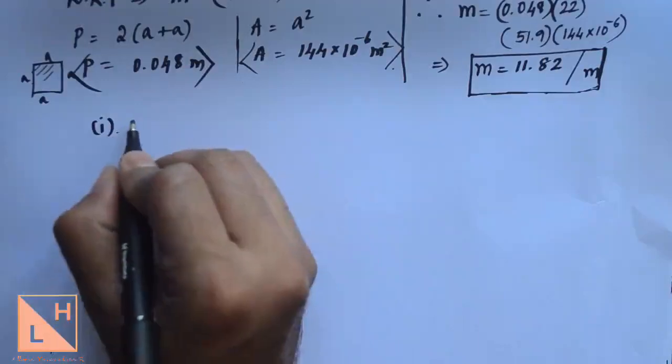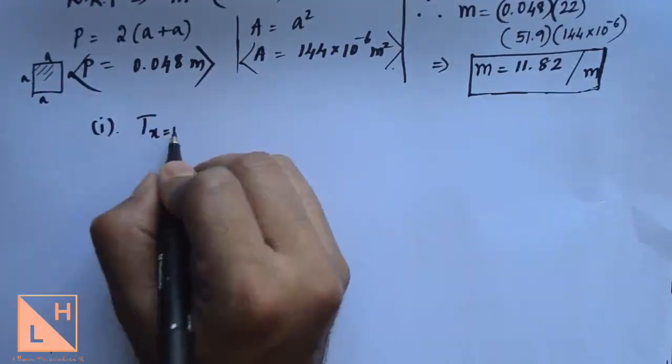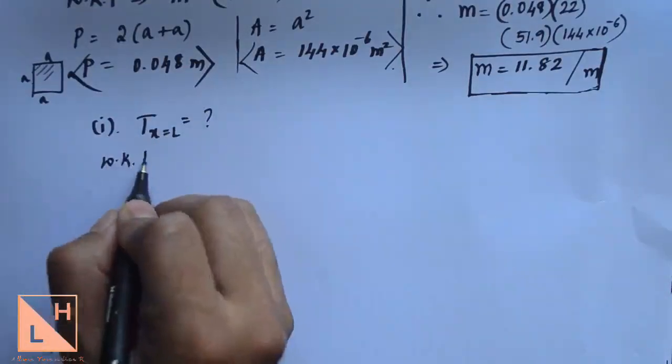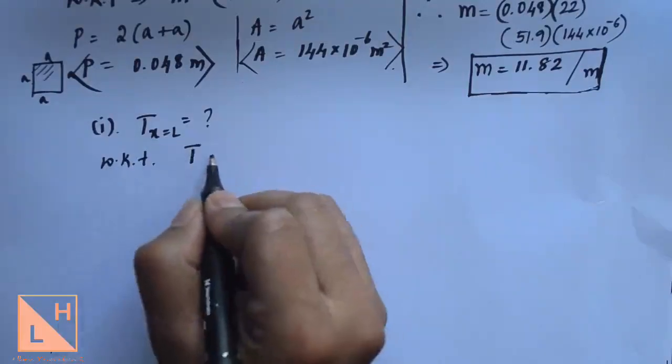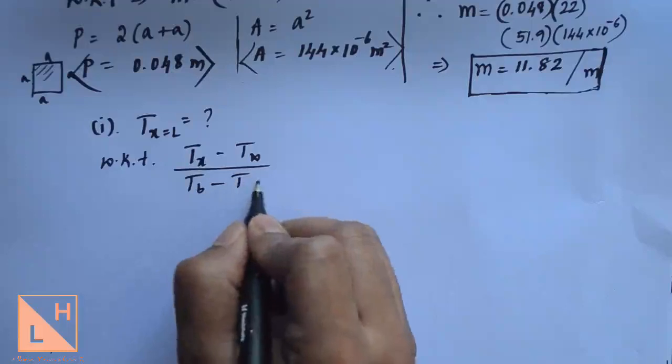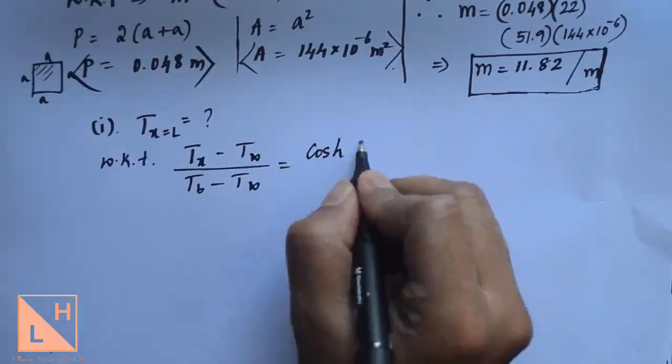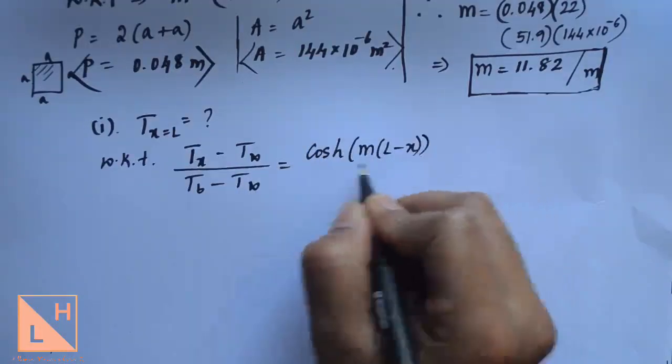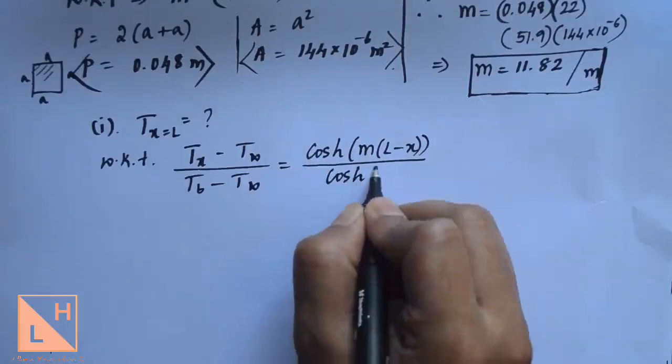Now going on to the first sub question, we need to find the temperature at x equal to L, that is the end temperature. We know the temperature distribution formula, which is given here, which I'll show in the data handbook at a later stage in this video. You'll get the temperature distribution formula like this.